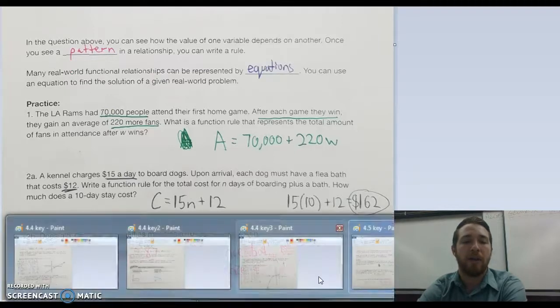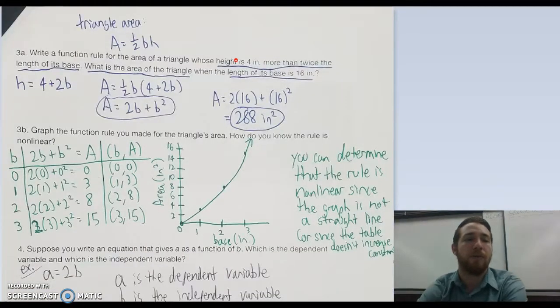So looking at that last page for some more examples. We want to write a function rule for the area of a triangle whose height is 4 more than twice the length of its base. As soon as I see that the height is 4 more than twice the length of its base, I can use a function just for this part of it. So the height is 4 more than twice the length of its base.